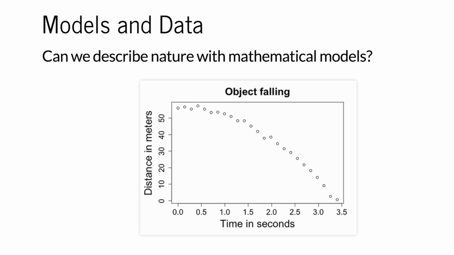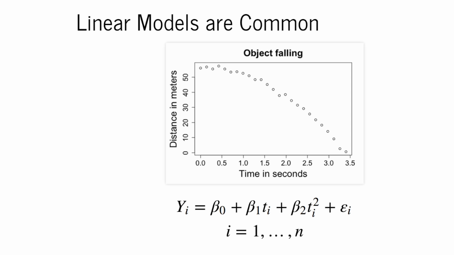So you collect some data, you drop the solid object from the Tower of Pisa, and you have your assistants collect data of how far it has fallen for several different time points. Then here's the data. When you see this, it seems to motivate a quadratic formula. So you model it with this mathematical model.